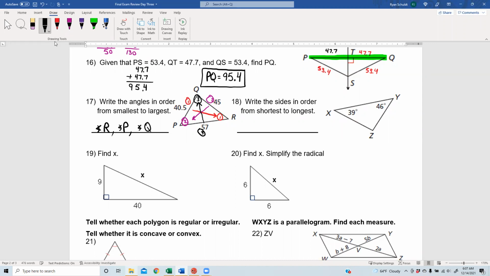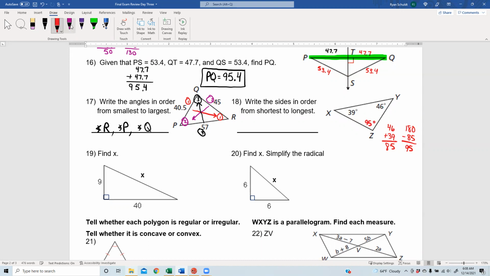Write the sides in order from shortest to longest. Now to do this, I need all three angles. So let's get this third angle. We have to do 46 plus 39 to get 85. So subtract 85 from 180, you get 95. So this third angle right here is 95 degrees.